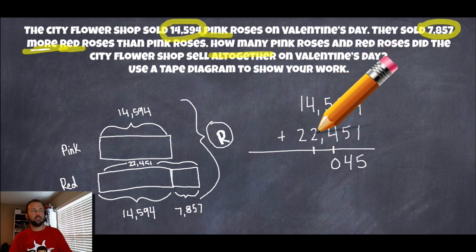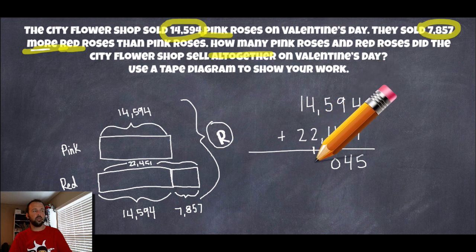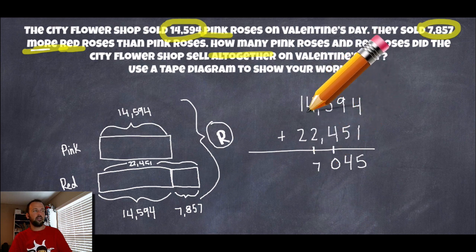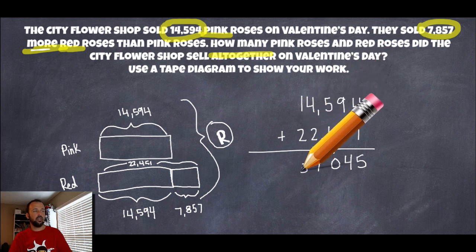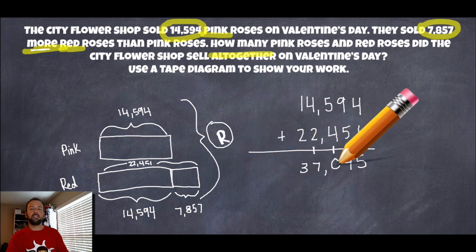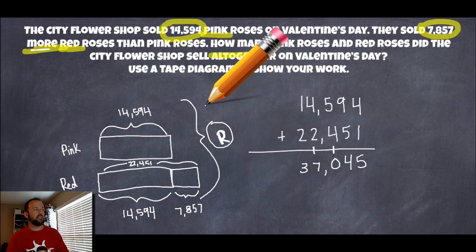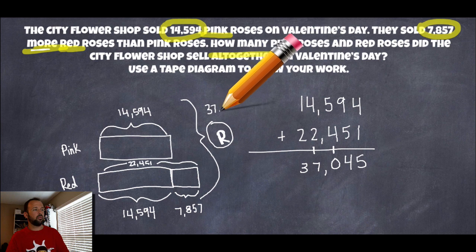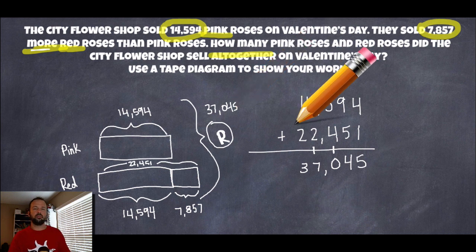Now I have 4 plus 2, which is 6. Plus one more would give me 7. Nothing to regroup or rebundle there. And then I have 1 plus 2, which would be 3. So I have 37,045. That is the total number of roses that they sold. 37,045. All right, awesome.